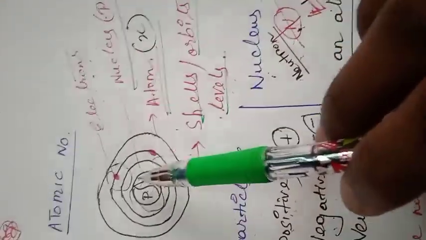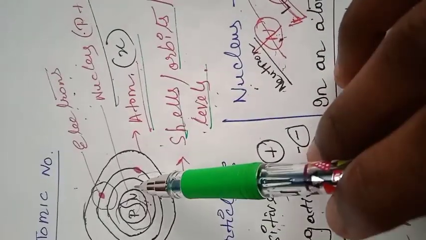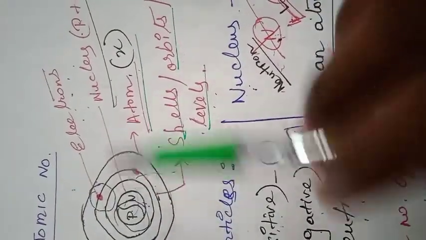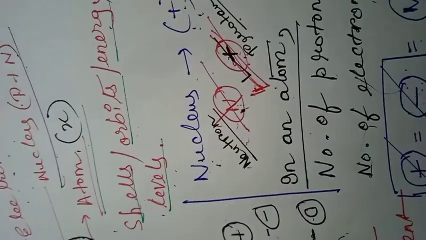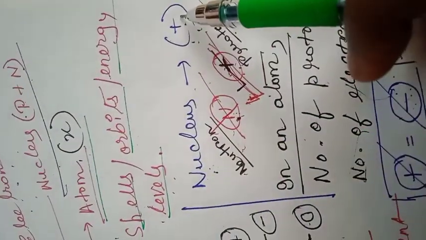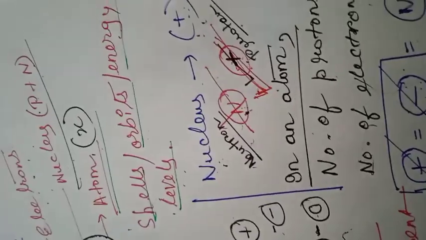Now in the nucleus, protons and neutrons are there, and in the shells we have the electrons. Now what is the charge of the nucleus? The charge of the nucleus is positive, as in plus. Why? Because charges are of only two types. One is negative, I'm writing over here using the green pen, and another is positive.